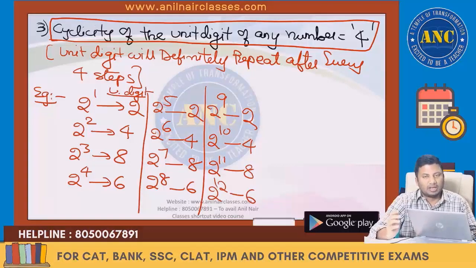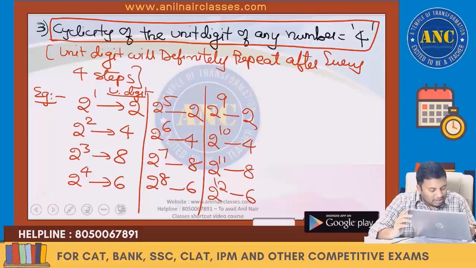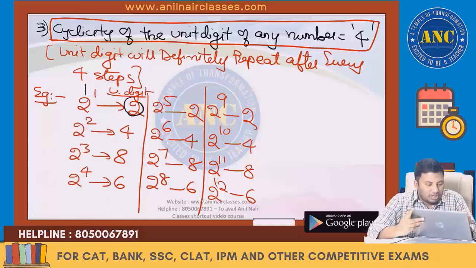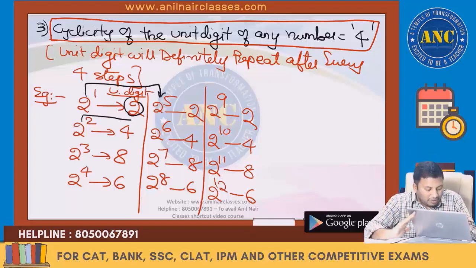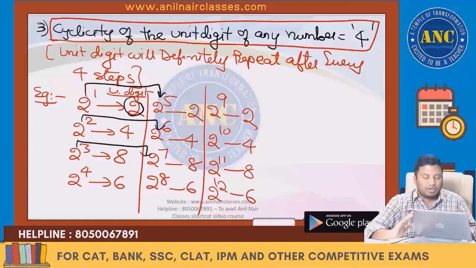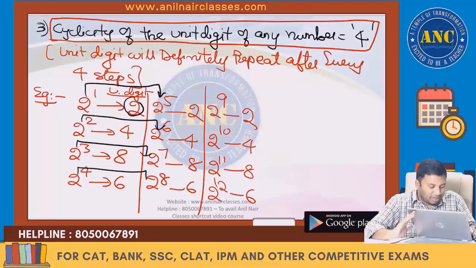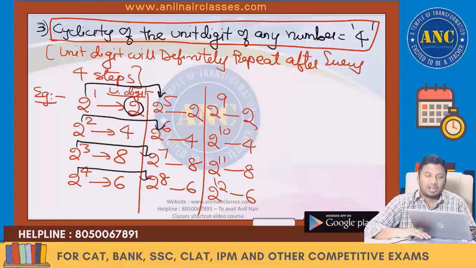Now if you observe here, what is the unit digit of 2 power 1? The unit digit of 2 power 1 is 2. The unit digit of 2 power 5 is also 2. After 4 steps the unit digit got repeated.